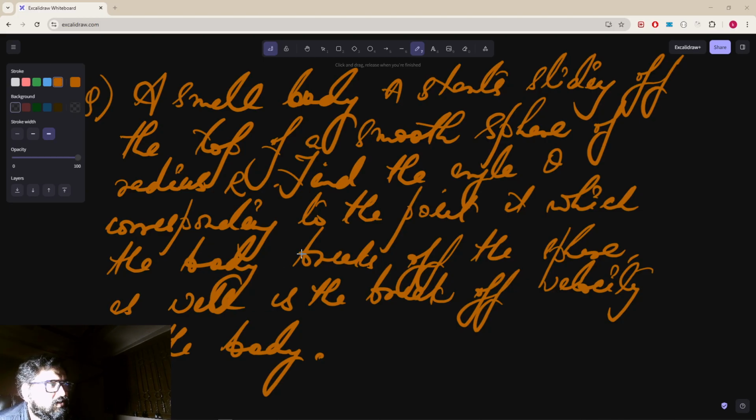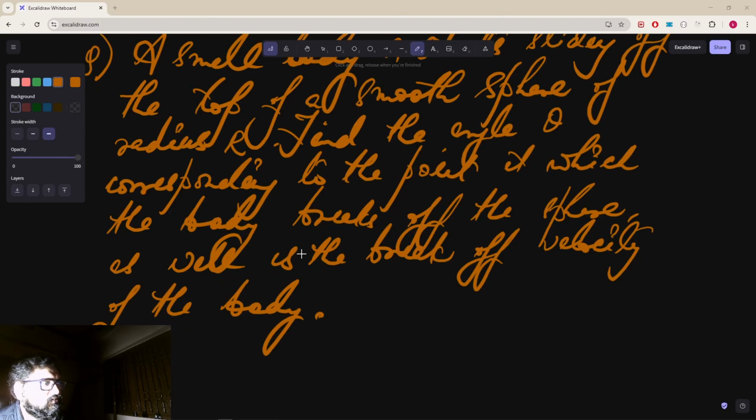So in this problem, I have a small body A that starts sliding off the top of a smooth sphere of radius r. Find the angle theta corresponding to the point at which the body breaks off the sphere as well as the break off velocity of the body.